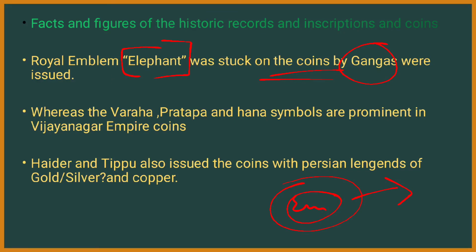Whereas Varaha, Pratapa, and Hana, these are the symbols that are prominent in the Vijayanagar Empire coins. Even Hyder and Tippu Sultan also issued coins with Persian legends of gold, silver, and copper. That means gold, silver, and copper coins were issued with Persian legends by Hyder Ali and Tippu Sultan.